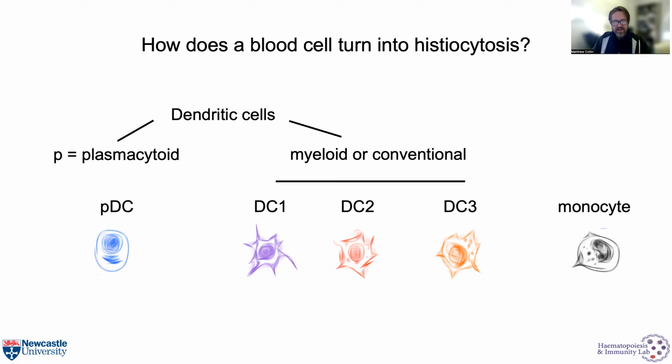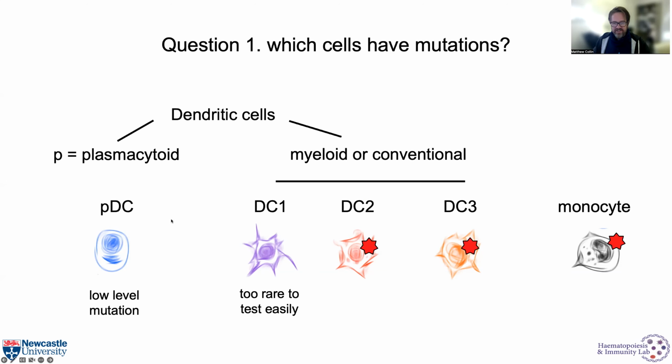The system's a little bit complicated, and we don't need to worry too much about these names here, but there are various different flavors of dendritic cells illustrated by these different colors. What we find is that most of the mutation, indicated by the red star, is found in cells called DC2 and DC3, and also in monocytes. Monocytes are the cells that turn into macrophages inside tissues. There might be a little bit in DC1, but these cells are very rare, and it's quite difficult to examine that. Sometimes we find a little bit of mutation in the PDCs, where P stands for plasmacytoid. So we think that most of the mutation is present in the DC2, DC3, and the monocytes. That tells us potentially which cells could make an LCH lesion, because it's the cells with the mutation that go on to form the lesion.